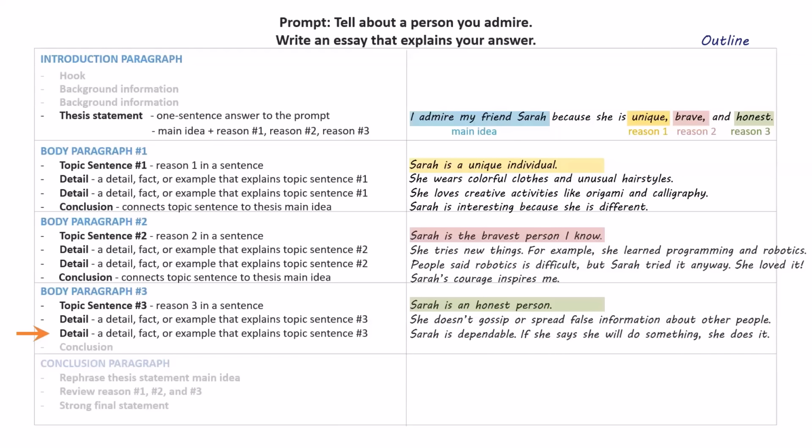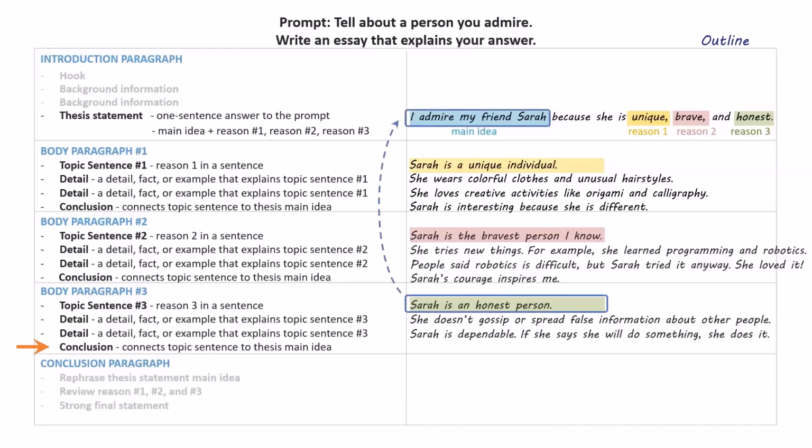So do you see how that detail sentence helps explain what we mean by our topic sentence that Sarah is an honest person? We're explaining that or proving that it's true with the detail sentence. And finally, our conclusion sentence. Remember that in the conclusion sentence, we want to link the topic sentence, that Sarah is honest, back to the main idea of the thesis statement that this is a reason I admire Sarah.